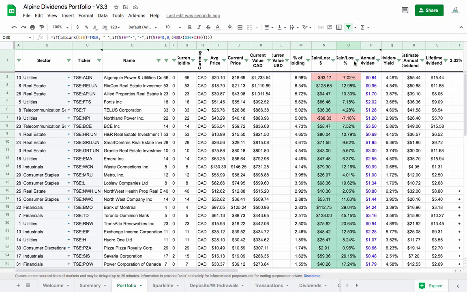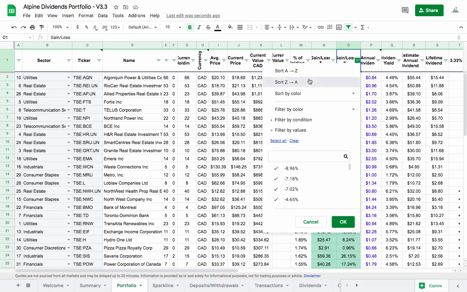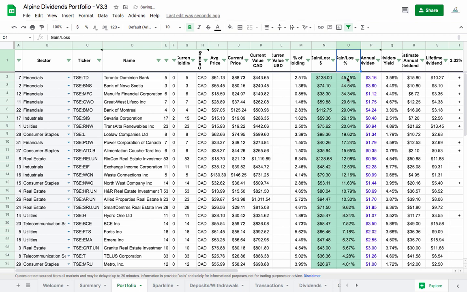You can actually see if we go gain and loss by percent, let's see, we can switch this up, you can see which ones are some of the biggest winners. I bought some of these in September of last year on the banks and stuff. So they're doing really well, and lots in the double digits, which is awesome to see.